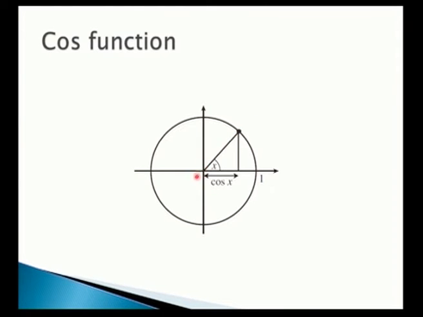So, this is the line drawn. Then the angle subtended by this line with the horizontal axis is considered as x. Then the trigonometric cos function is defined by the value of the x axis. So, this is that value of the x axis, cos x. The definition of cos x is the ratio between the adjacent side and the hypotenuse.